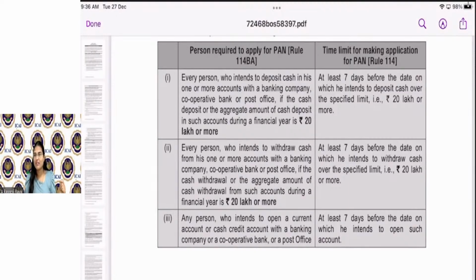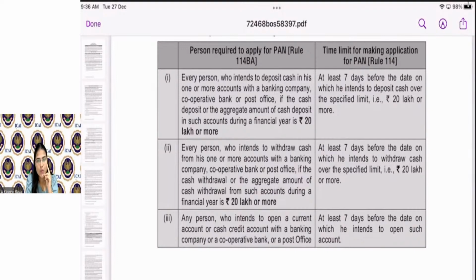So for that 3 lakh withdrawal, I have to mention PAN to the bank, and if I do not possess PAN, then I have to apply for PAN. I have to apply at least 7 days before the date on which I want to withdraw the amount. Say, for example, I want to withdraw on 5th January. So I have to apply for PAN 7 days before 5th January. Otherwise, I am not able to withdraw the amount.